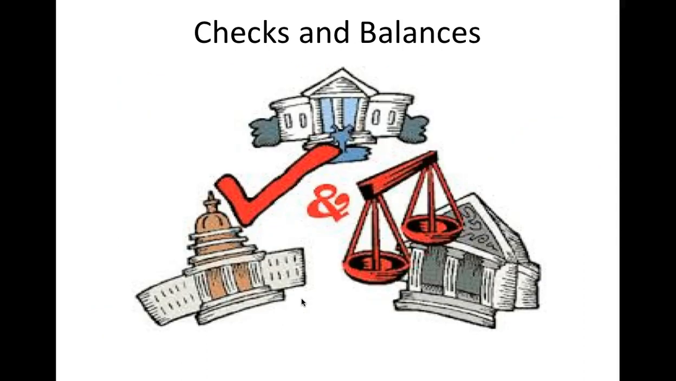So checks and balances refers to our 3 branches of government. You have the executive branch, which is the president. You have our legislative branch, which is Congress, which is split into 2 houses, the Senate and the House of Representatives. And you have the Supreme Court. Checks and balances make sure that one of these branches of government does not become too powerful. The executive branch enforces laws. The legislative branch creates the laws, and the Supreme Court makes sure the laws are constitutional.